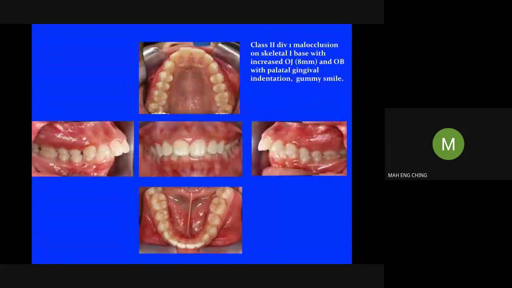How about this? Class 2 Division 1, overjet 8 millimeters.